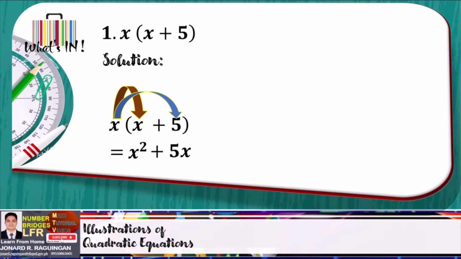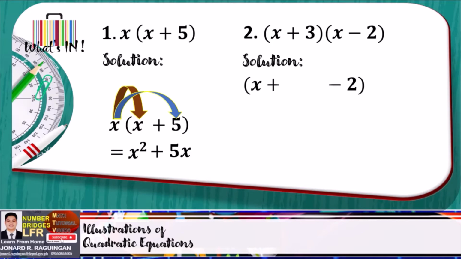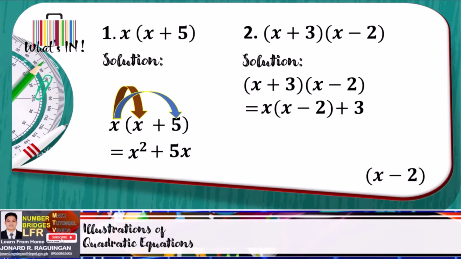Let's consider example number 2. The quantity x plus 3 times the quantity of x minus 2. We are multiplying a binomial into a binomial. First, you're going to copy the first term of the binomial. We have x times the second binomial, which is x minus 2. Then copy the second term of the binomial, that is 3, and multiply it to the second binomial, that is x minus 2. Then simplify applying your distributive property.